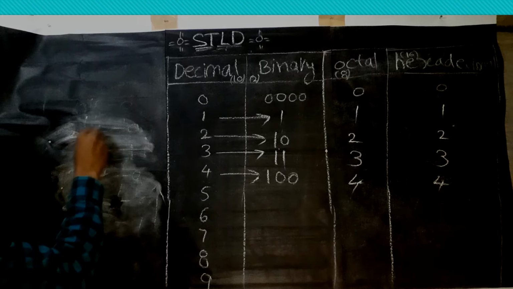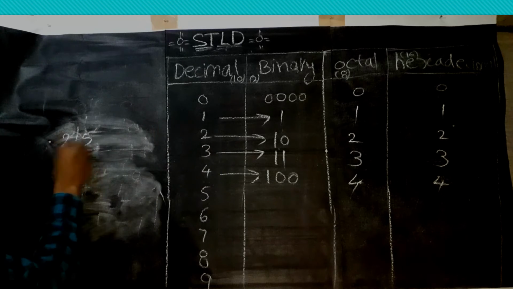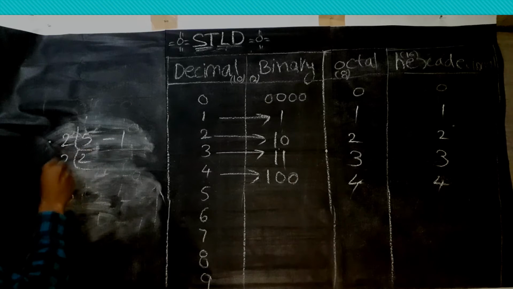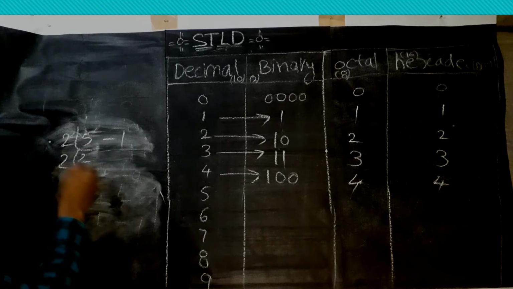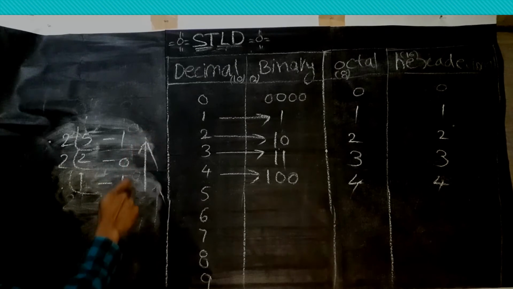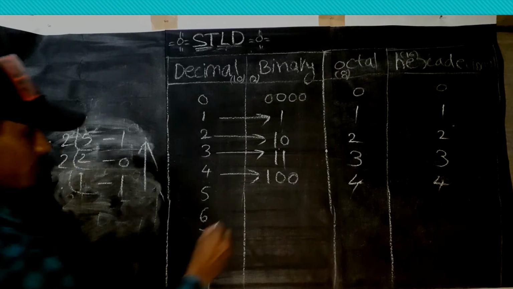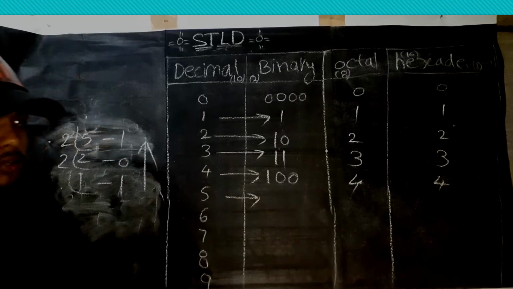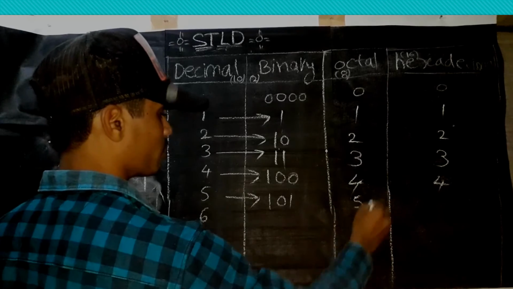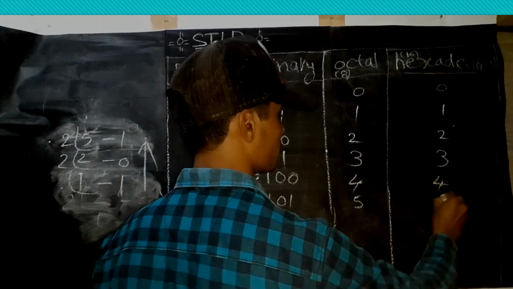Now, the fifth. Divided by binary number system, 2. 2 2s are 4, the remainder is 1. 2 ones are 2, the remainder is 0. 1 is carry. 101 is the value, the binary code of 5 is 101. Octal number system is 5. Hexadecimal number system is 5.